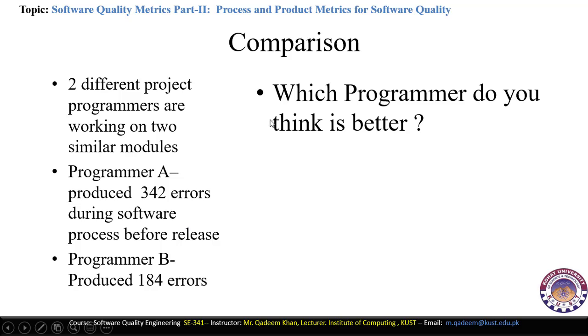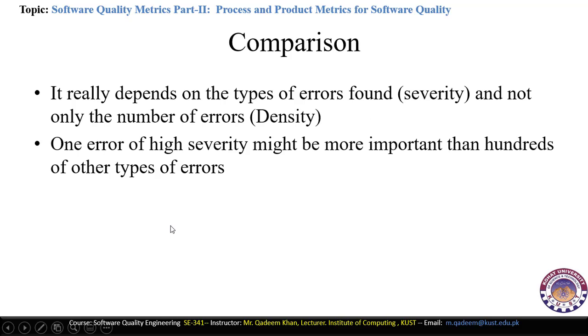We cannot compare the number of errors with each other for two different projects. So which programmer do you think is better? Generally we think that programmer B is better than programmer A, as programmer B has generated fewer errors as compared to programmer A. But the reality is not so. It depends on the severity of errors as well.